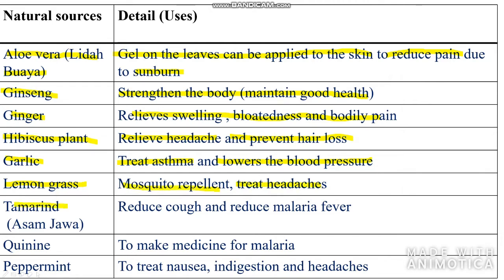Tamarind, ataupun dalam BM kita panggil sebagai asam jawa. It can meringankan kesan batuk ataupun it can reduce malaria fever. Quinine, it can make medicine for malaria. Malaria is an infectious disease caused by a type of mosquito. And peppermint, it can treat indigestion and headache.